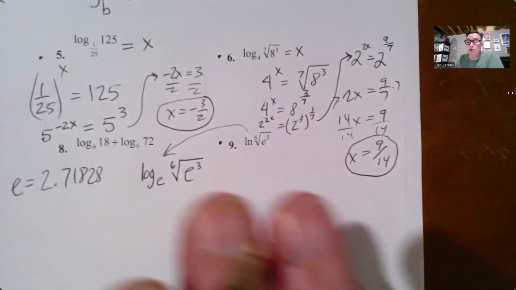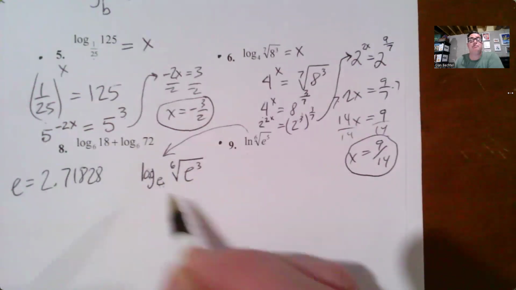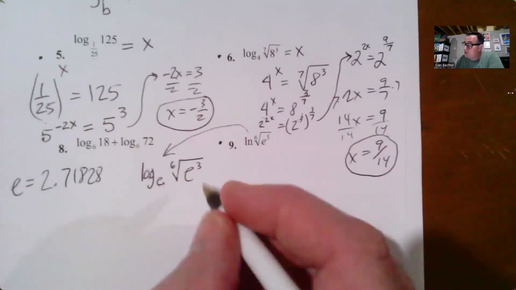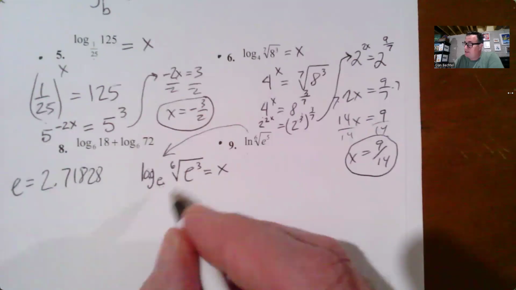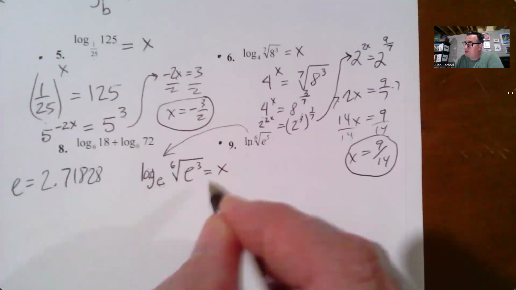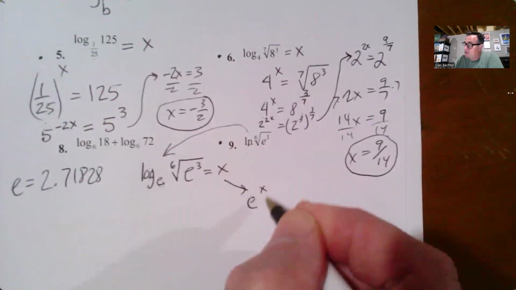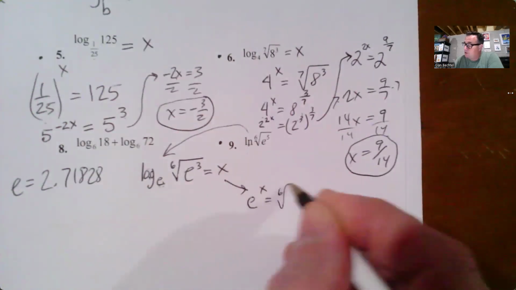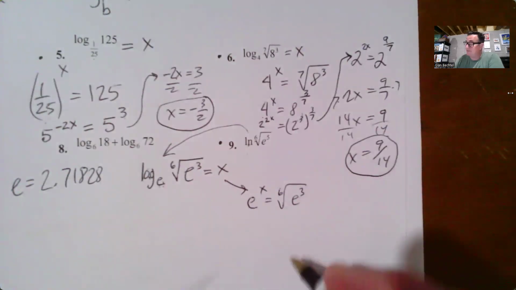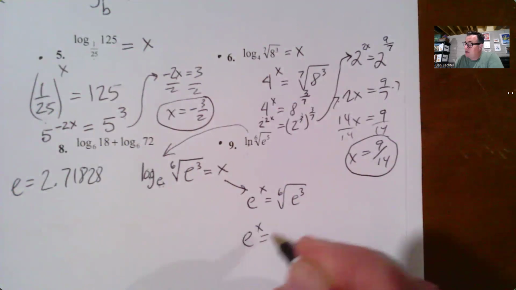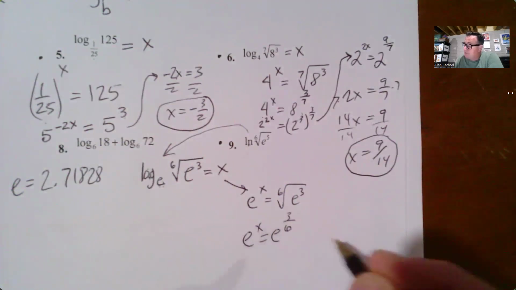We're doing this literally exactly the same way we did these last ones. We just have to remember that when I talk about an ln, it's just a base of e. So in this case, if I set that equal to x, that means that if I'm going from an ln to an exponential form, the base is e, the power is x, and it's equal to the sixth root of e to the third power. Nice thing about this is I don't have to do anything to the left-hand side. This is just going to be e to the x. Here, if I write this as an exponent, this will be 3 on the top and 6 on the bottom.